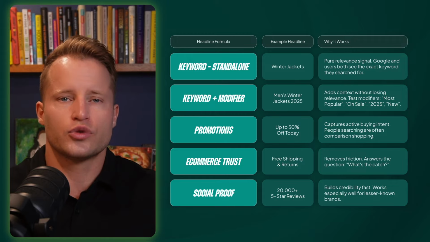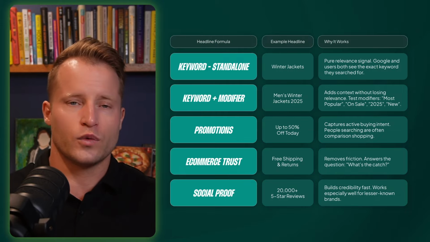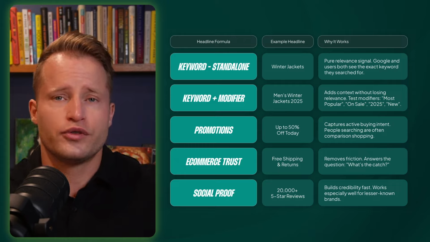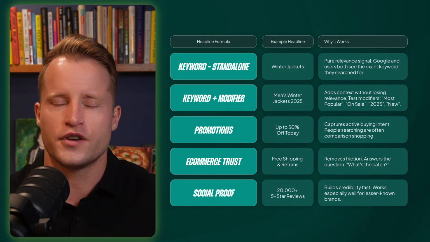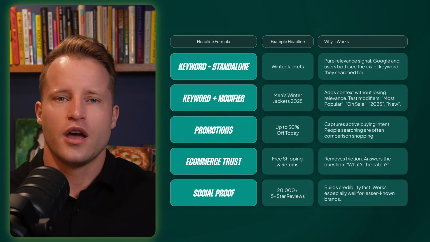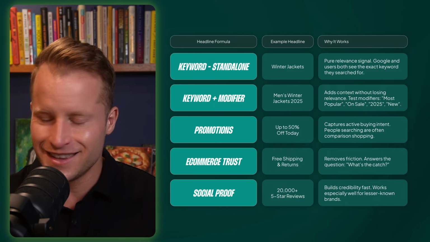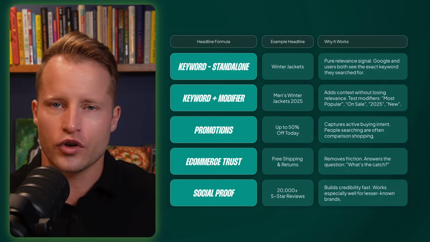E-commerce trust is just a group of headlines or a formula that I've seen work really well. Free shipping, free returns, etc. It tries to remove the friction, and it's just something you can write on every single ad. And sometimes having men's winter jackets 2025 free shipping is the best converting ad. We don't have to overcomplicate this.